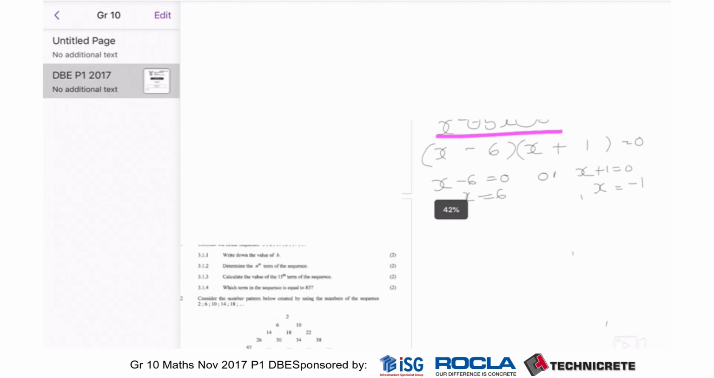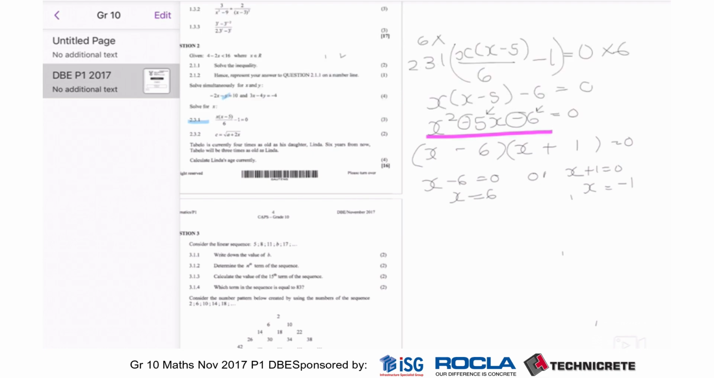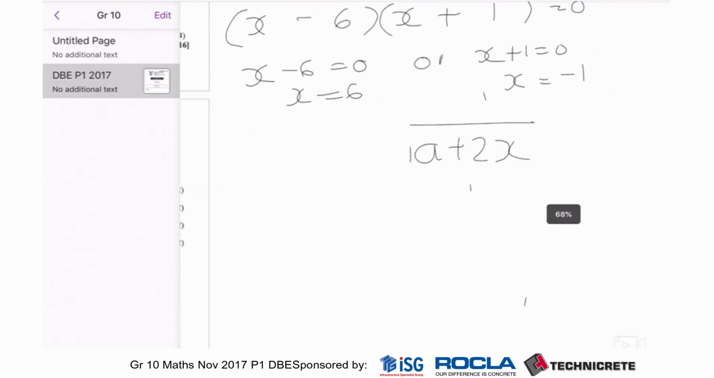Okay, simple. Let's look at the next one, which is 2.3.2. It says c is equal to the root of a plus 2x. Don't get confused or overwhelmed by the fact that there's a c and an a. The question is still essentially the same: solve for x. So I want to get rid of this root, so I'm going to square both sides.